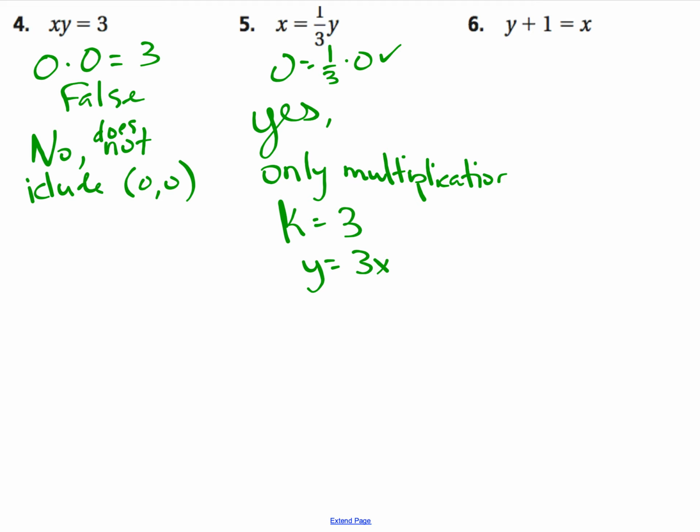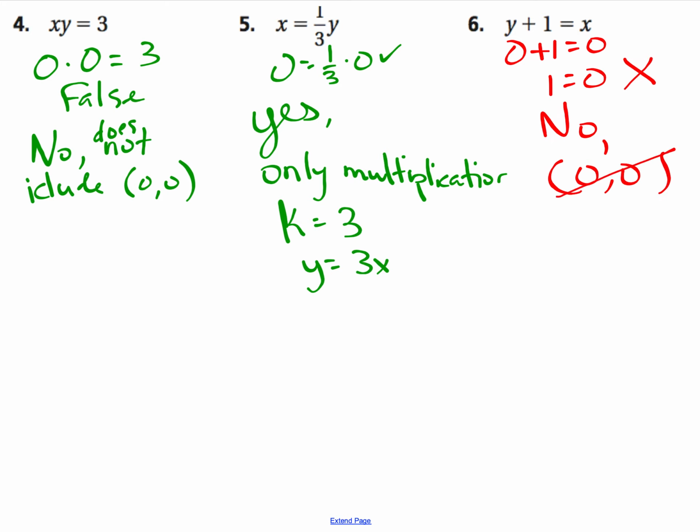Okay, the next one, just for the quick check, let's see if 0, 0 goes into it. This is 1 equals 0, which is false. This is not proportional. It's not direct variation. It doesn't go through 0, 0. Okay? Which means we don't have to check any further.